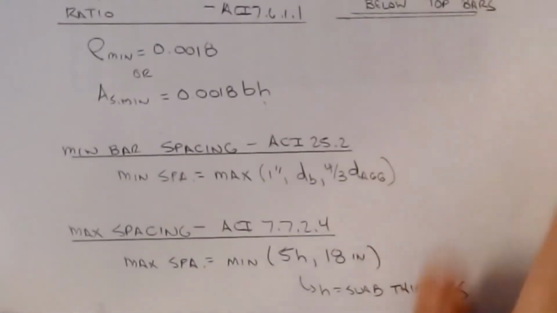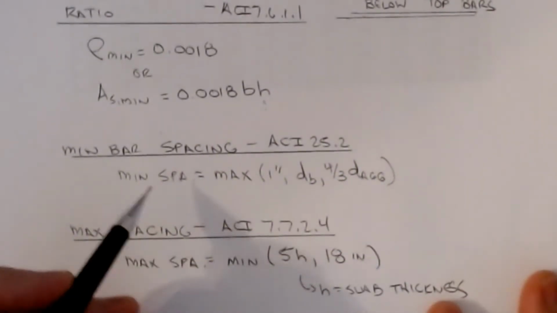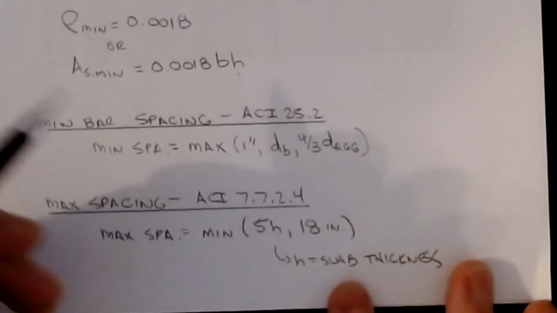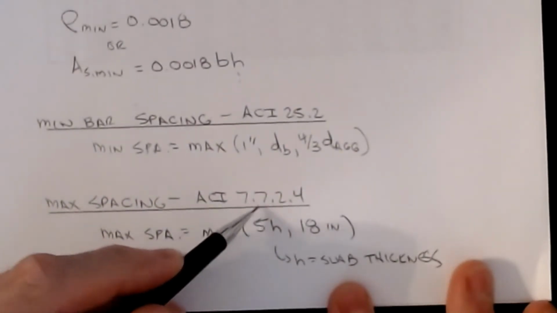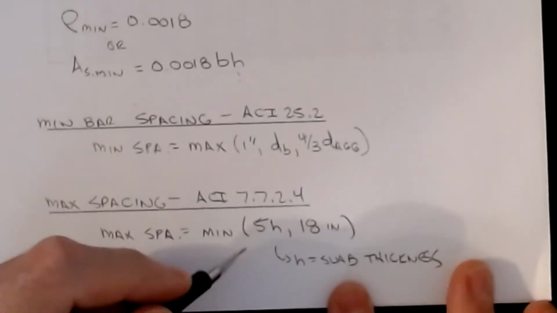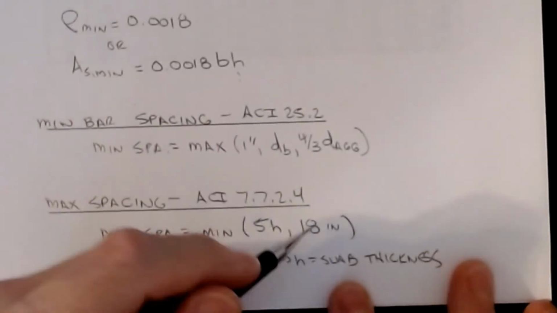Okay, the minimum bar spacing, same game that we played before: 1 inch, dB, and 4/3. You take the maximum of those two, that's your minimum. And then the max spacing is a little bit different. You find this in 7.7.2.4. It's 5 times H. Before, remember with the main bars, it was 3. Now it's 5 times H, and 18 inches.